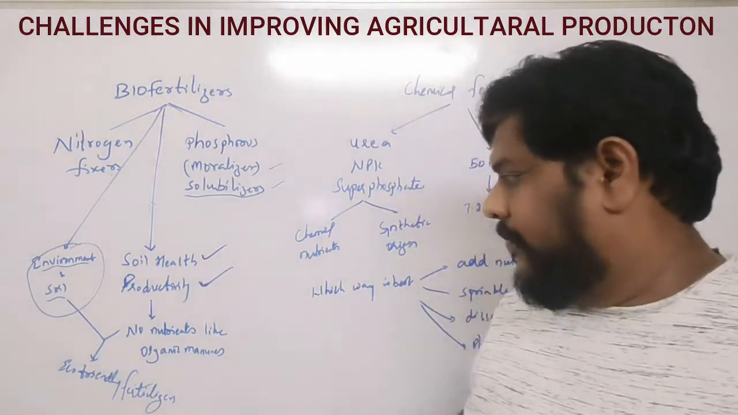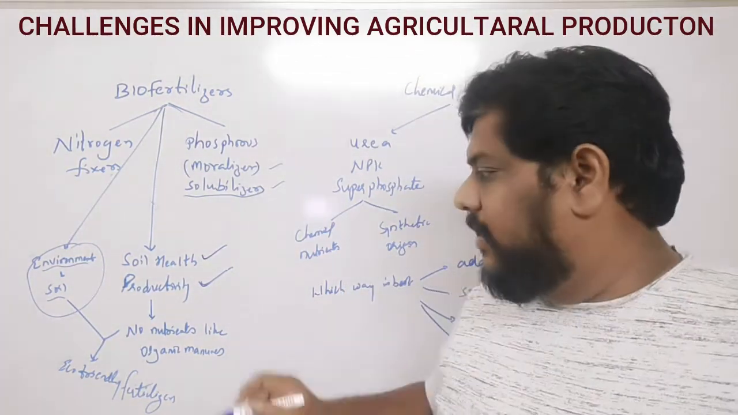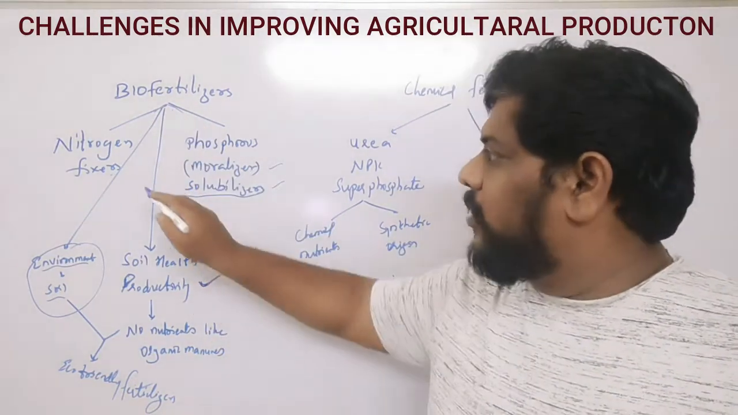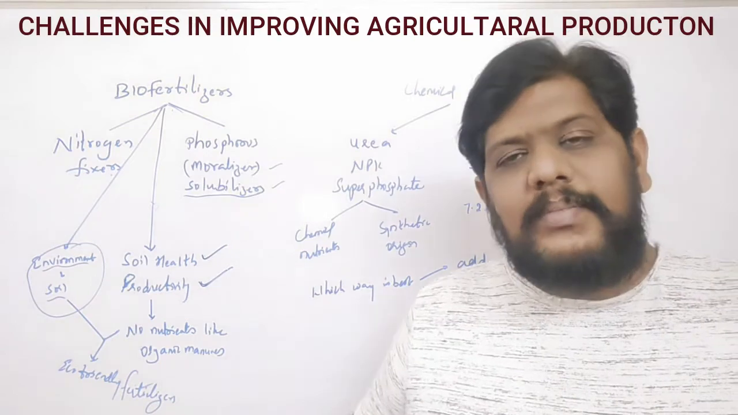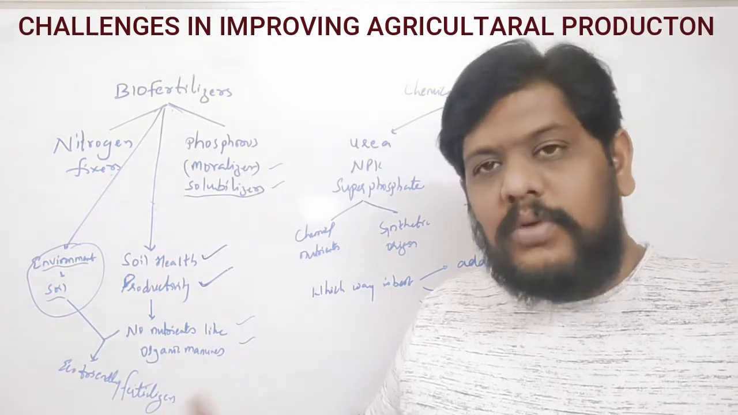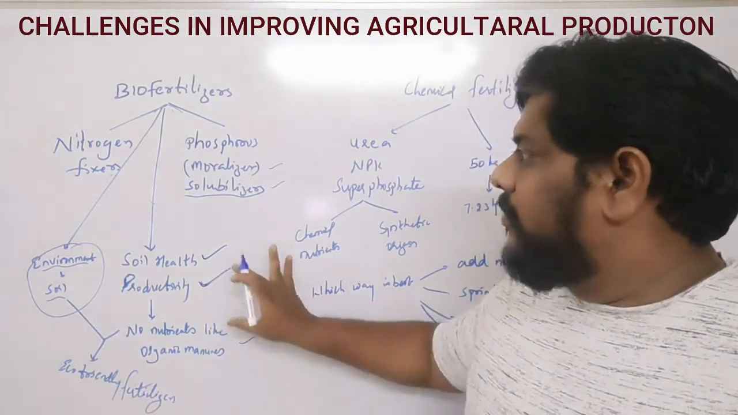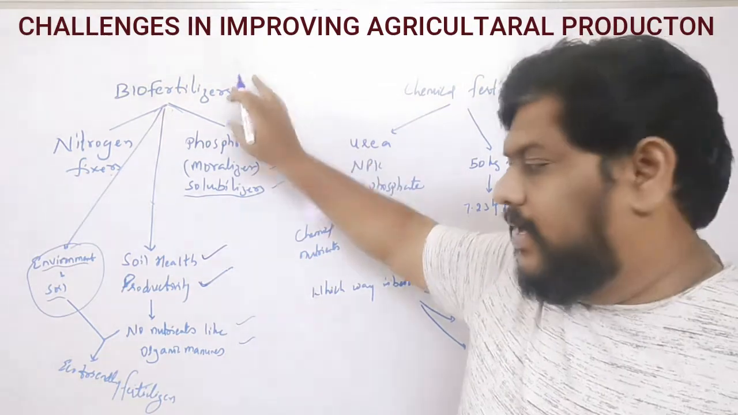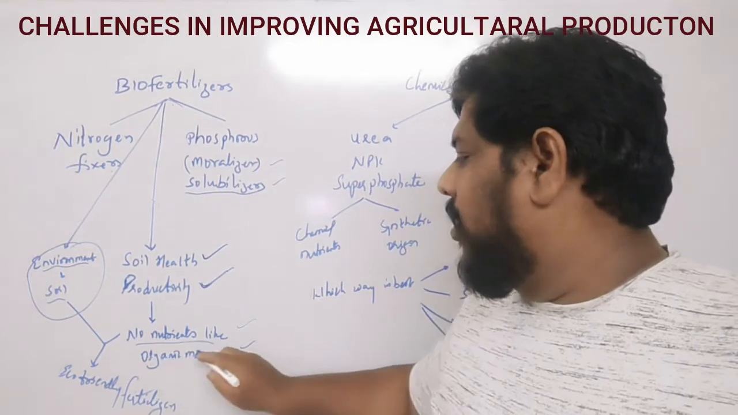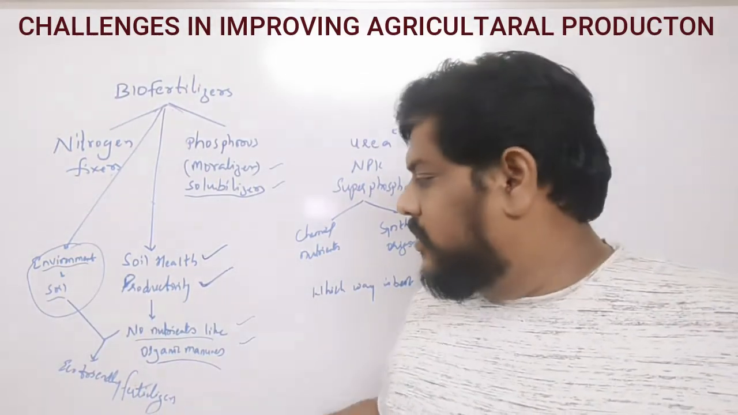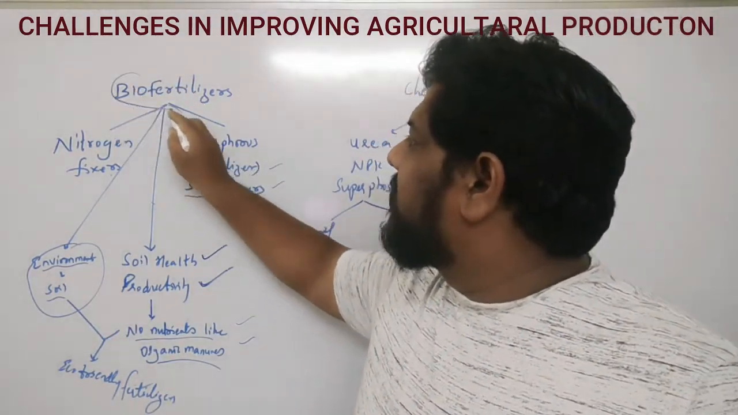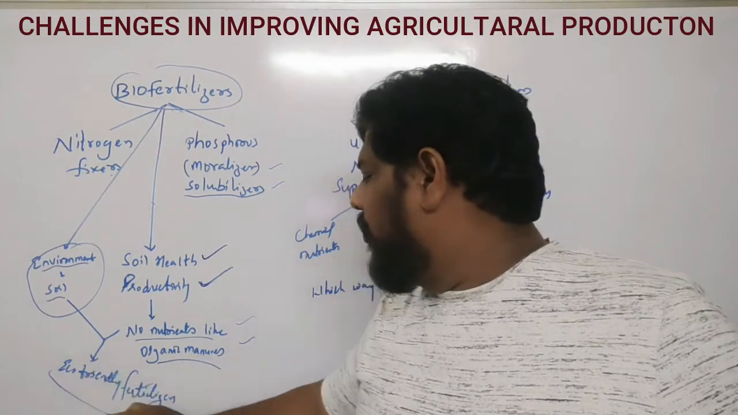Moreover, one point I would like to convey here is that when you talk about the biofertilizers, we are only talking about nitrogen and phosphorus. The other nutrients, like those which are in the organic manures, are not under the biofertilizers. So especially we are talking about nitrogen and phosphorus here. Whatever you find in the organic manures is not included here. On the whole, we can say that these biofertilizers are absolutely eco-friendly fertilizers.